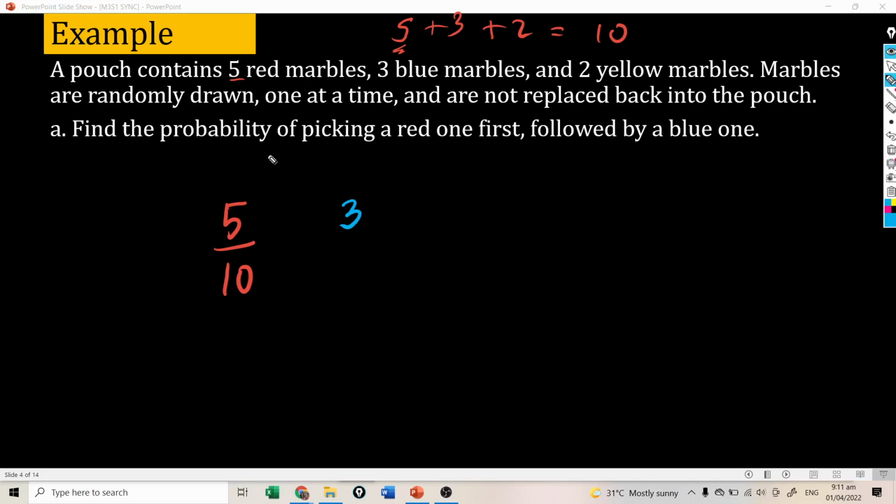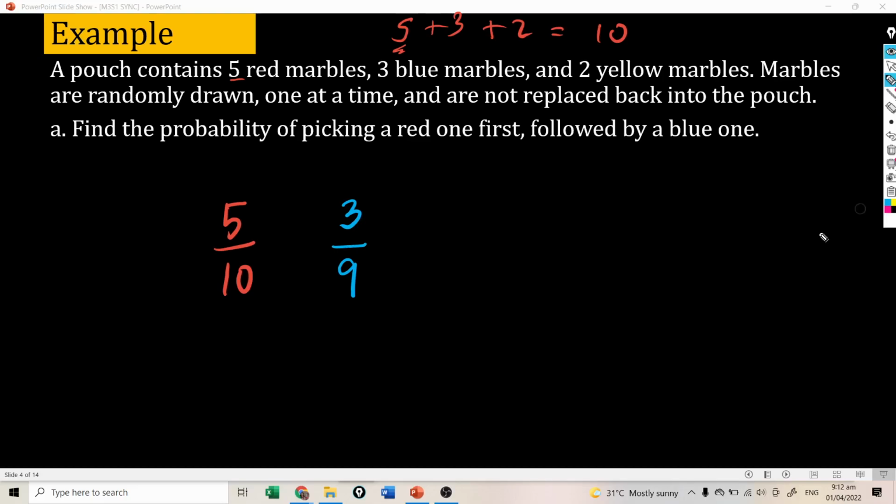So, that means that you already picked one at the beginning. That means there's one less marble in the pouch when you draw a second marble. That would mean that there will now only be 9. Siyam na lang yung iyong pagpipilian. Hence, the probability of picking a red one and then followed by a blue one.